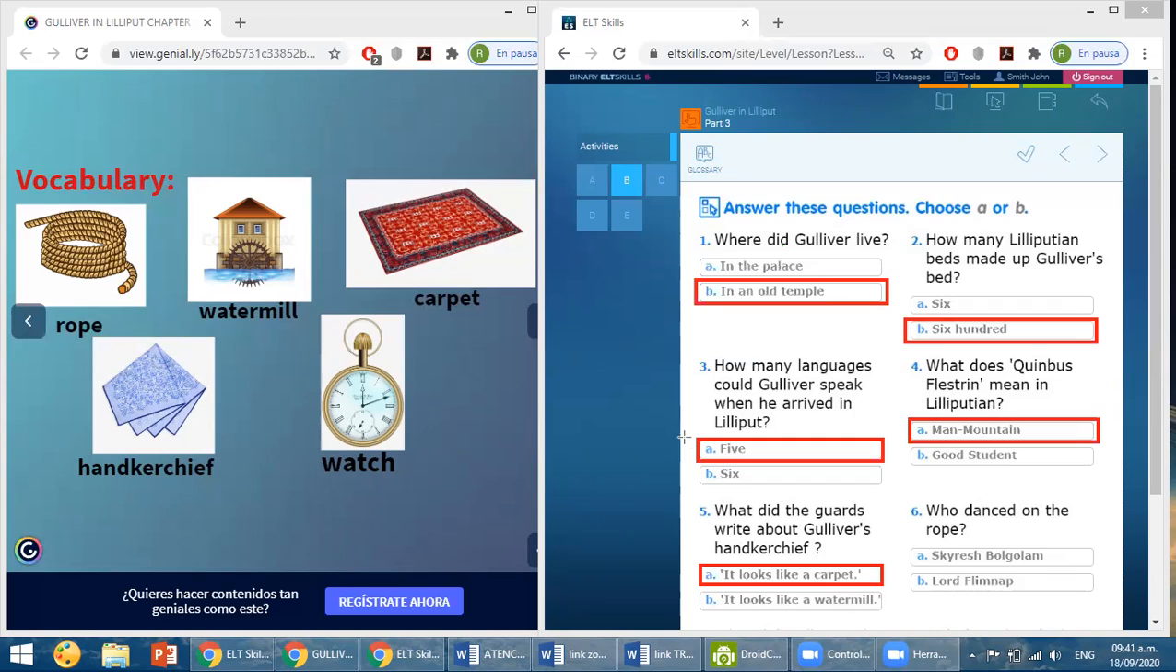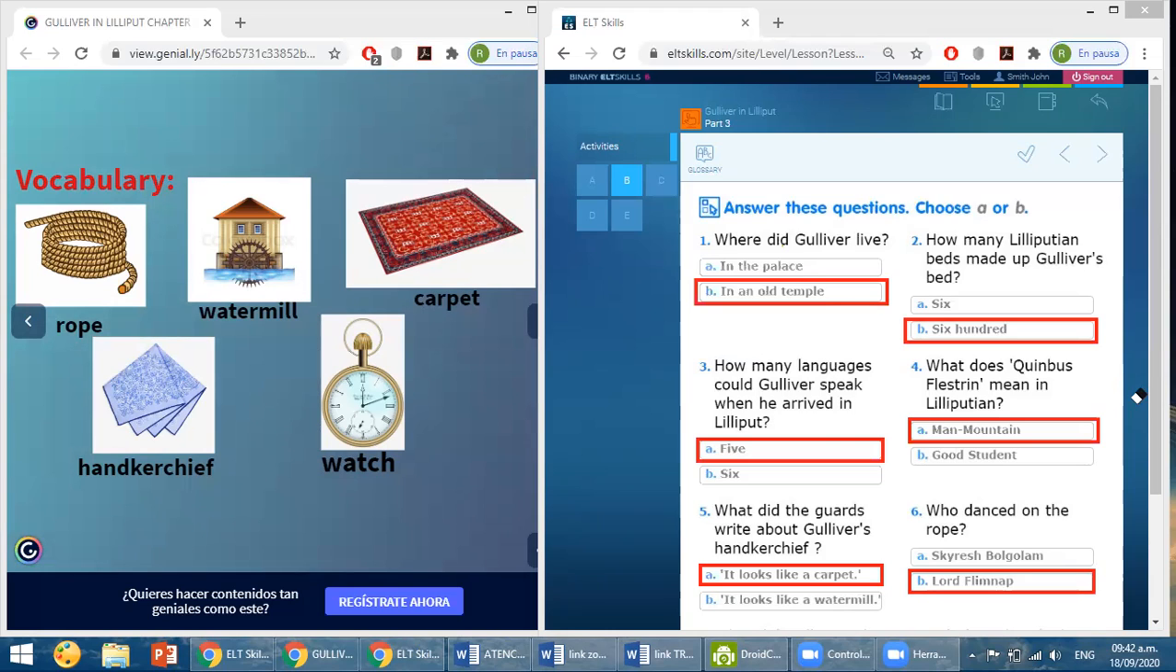Lord Flimnap. Yes. Who danced on the rope? Lord Flimnap. Very good, my friends, very good. Since you are paying attention, good. Activity C. Teacher, there is more at the bottom. Oh, thank you. Yes, I don't have enough space here.